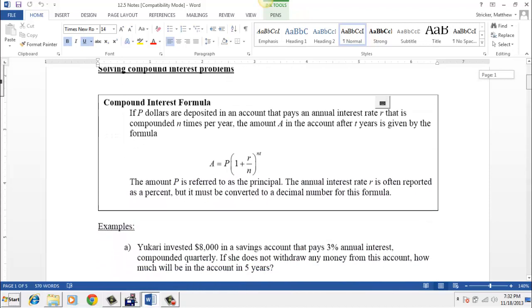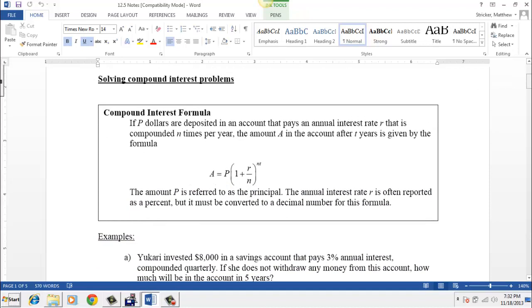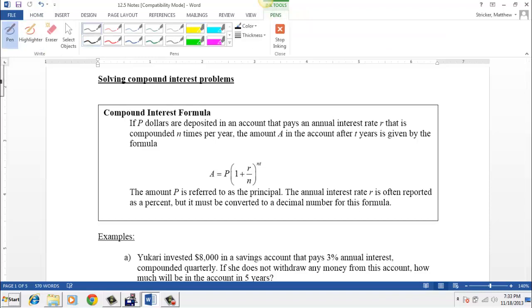When we invest money, it earns interest, it earns money on the principal or the amount that we've deposited. And so this first formula takes a look at what we call compound interest. All right, so the compound interest formula. It says if P dollars are deposited in an account that pays annual interest rate R that is compounded n times per year, then the amount A in the account after T years is given by the formula that we see right here. The amount P is referred to as the principal.